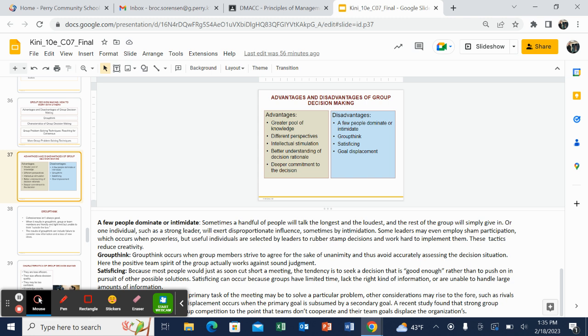Satisficing. So this is because most people would just as soon cut a meeting short. So the tendency is to seek a decision that is good enough rather than to push on to possible solutions. So it's one of those satisfactory decisions, but not optimal. And then goal displacement. Goal displacement is groups working, and really honestly getting off track in terms of what the primary goal should be within the work team, and then ultimately getting put off task, put off track, by that situation.